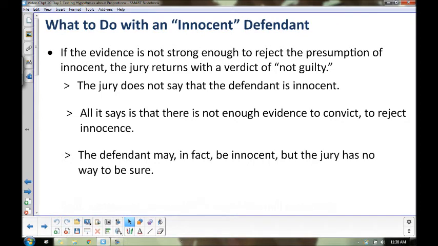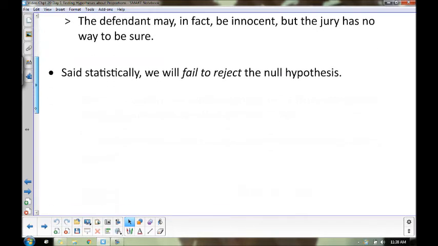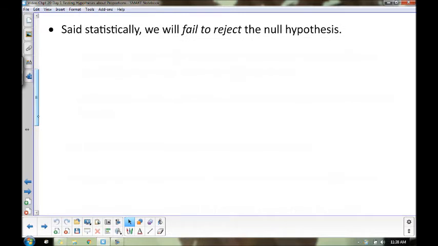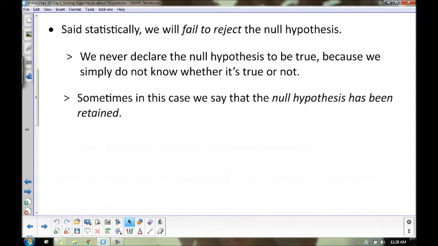The defendant could be innocent. The defendant could be guilty. Doesn't matter. We have no way to be sure. We have doubt. So when we put those into statistics terms, we say that we are failing to reject the null hypothesis. So we are never actually saying that the null hypothesis is true. We're never saying the defendant is innocent because we don't know if that's true or not. We are simply saying that I don't have enough information to say the opposite.